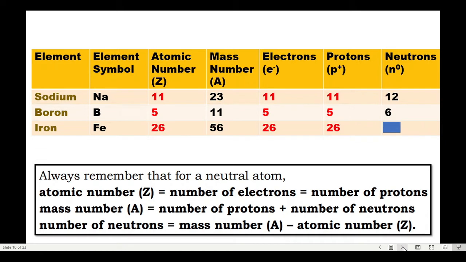Next, for iron, we are finding neutron. So, it's equal to the mass number, 56 yon, minus atomic number. So, 56 minus 26 equals 30. So, that's how you get it.